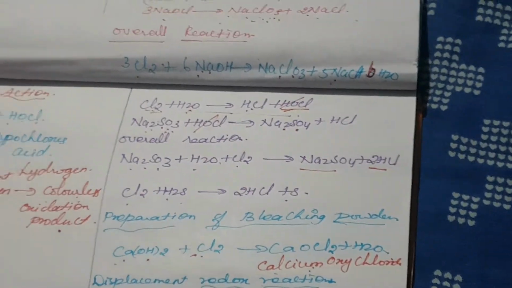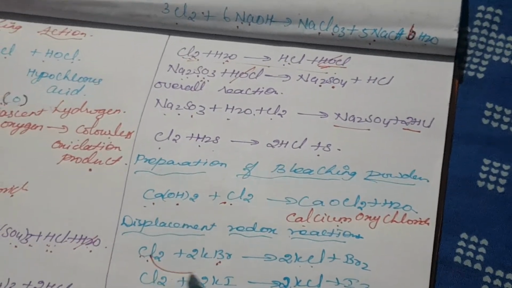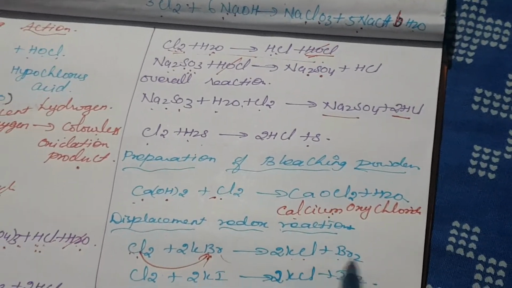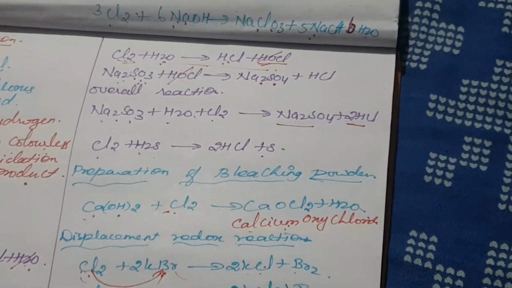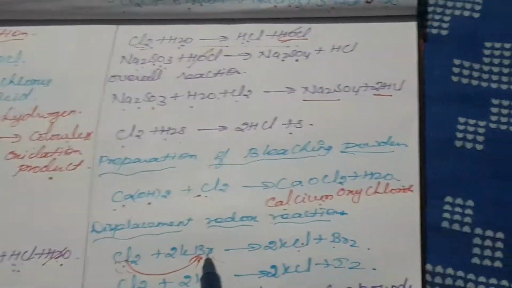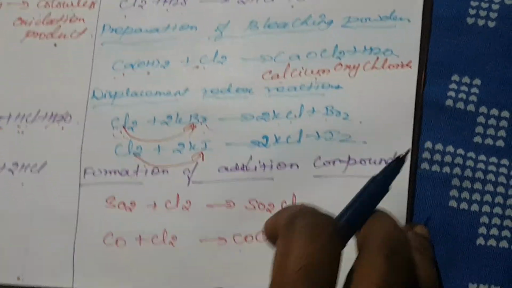Displacement redox reaction. So here chlorine reacts with bromide and replaces the bromine. Bromine molecule is liberated, chlorine will be coming here. Here also chlorine replaces this, that is displacement. Displacement means substitution for the other halogen. So this is a redox reaction.